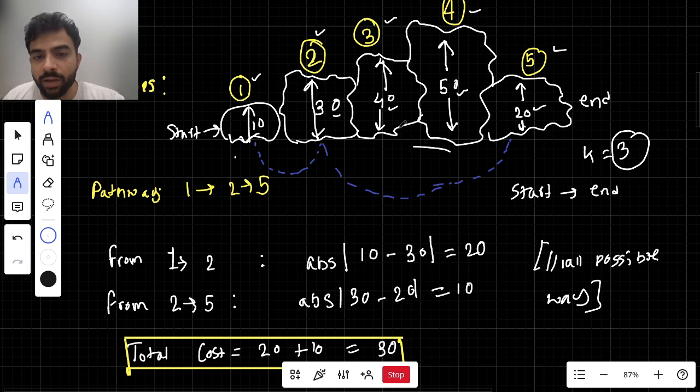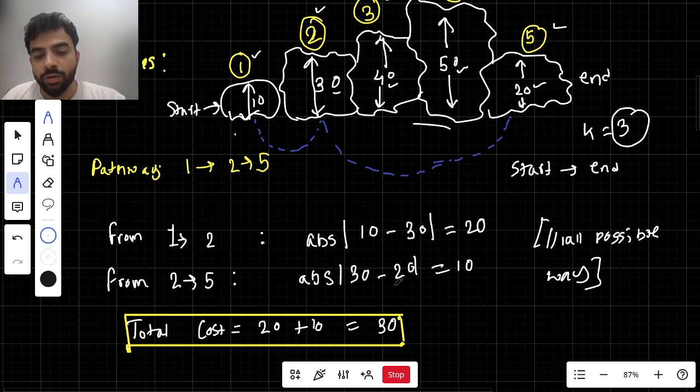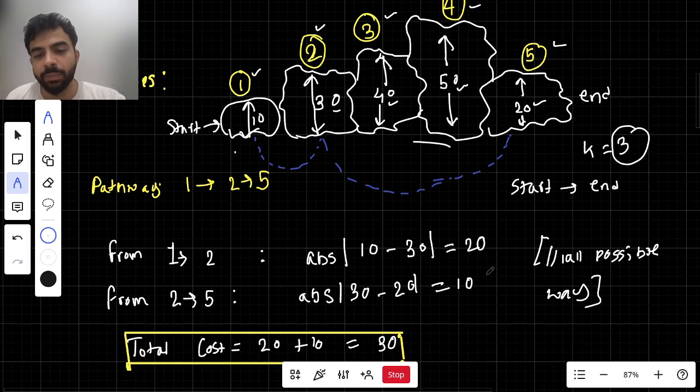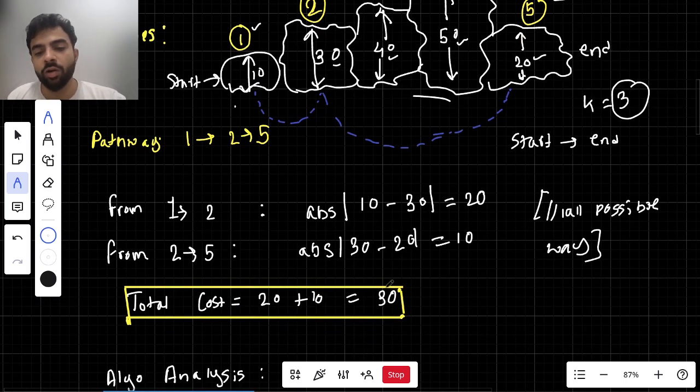I can also take 2 jumps, but in that case again from 3 to 5 I have to take another 50. That means my path is not optimized. So in this manner I can get the optimized path as 2 to 5, from this particular direction, which is 30 to 20, I am getting 30 minus 20 as 10. Now if I add the previous path with this particular path, the total cost is 30.